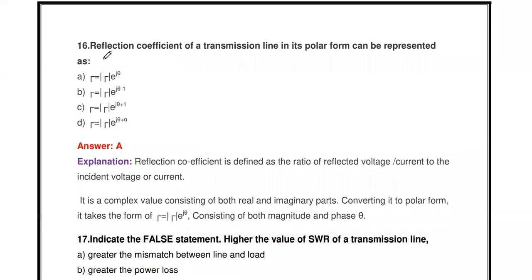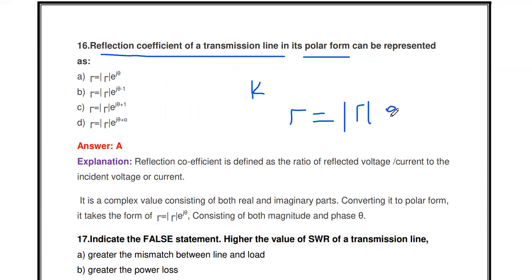Then the next question: the reflection coefficient of a transmission line in its polar form can be represented as dash. So sometimes the reflection coefficient may be denoted as K or this eta. Okay, the reflection coefficient in polar form is indicated by modulus of eta, the magnitude value, and the phase value is e power jθ. Okay, e power jθ. This is the polar form of the reflection coefficient. So the first one is correct: eta equal to modulus of eta into e power jθ.